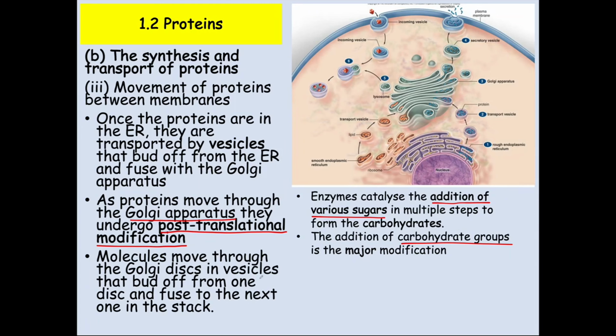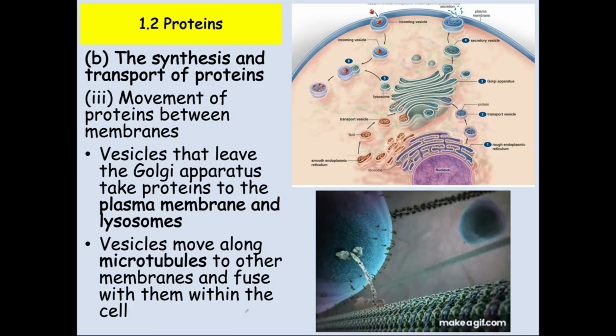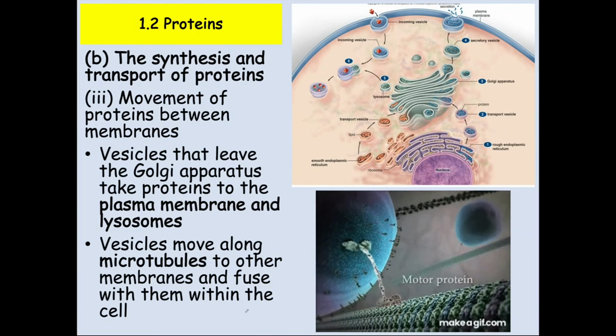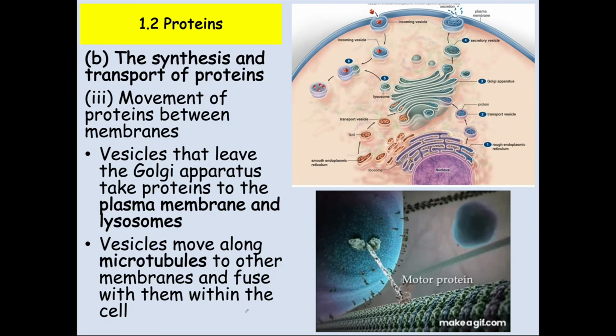the cell. The molecules will then move through these Golgi discs, okay, that series of flattened discs there, okay, it's going to move from one to the other, okay, and it'll do that by budding off from one disc and then fusing to the next one in the stack, okay, so it will bud off and then it will fuse to the next one in the stack, okay, and try and use that vocabulary when you're describing it in your answers as well. Now, how does it actually transport those proteins through the cell?